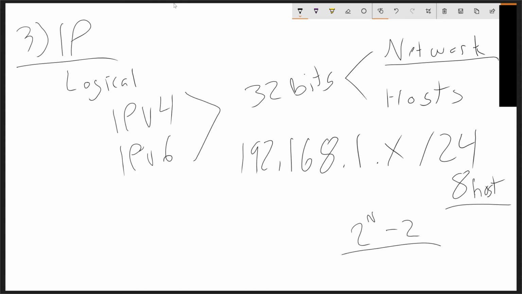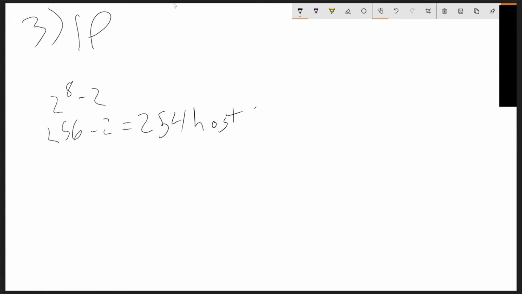That minus 2 is going to be really important because there are two specific things on this network that we really need to pay attention to. So with a /24, it would be 2 to the 8th power, because 32 minus 24 is 8, minus 2. So that's 256 minus 2, which equals 254 hosts. Now, why did we take away 2 hosts? Well, we did that because we have a default gateway and a broadcast address.